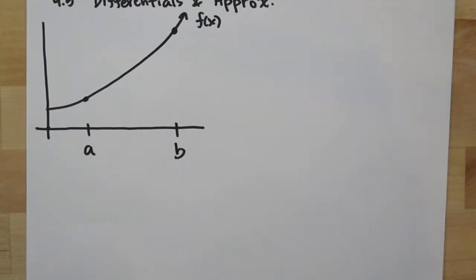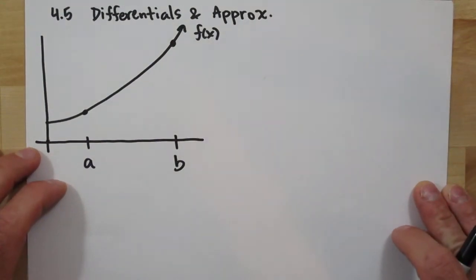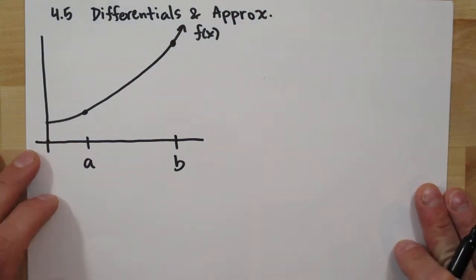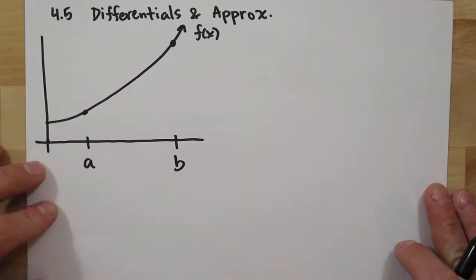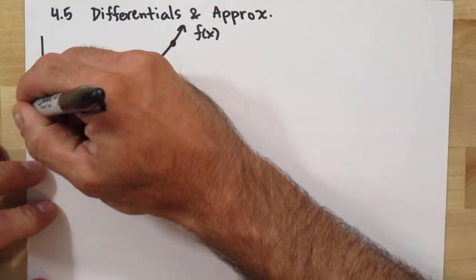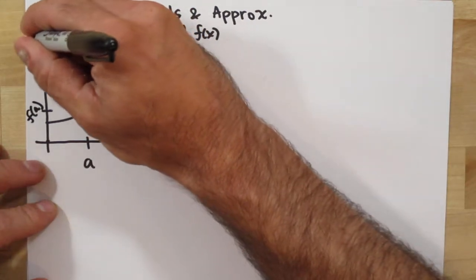All right, everybody. This is 4.5 differentials and approximations. So let's get started here. We've got a graph of f of x with inputs of a and b, this interval here. This would be our output, f of a. And this would be our output here, f of b.